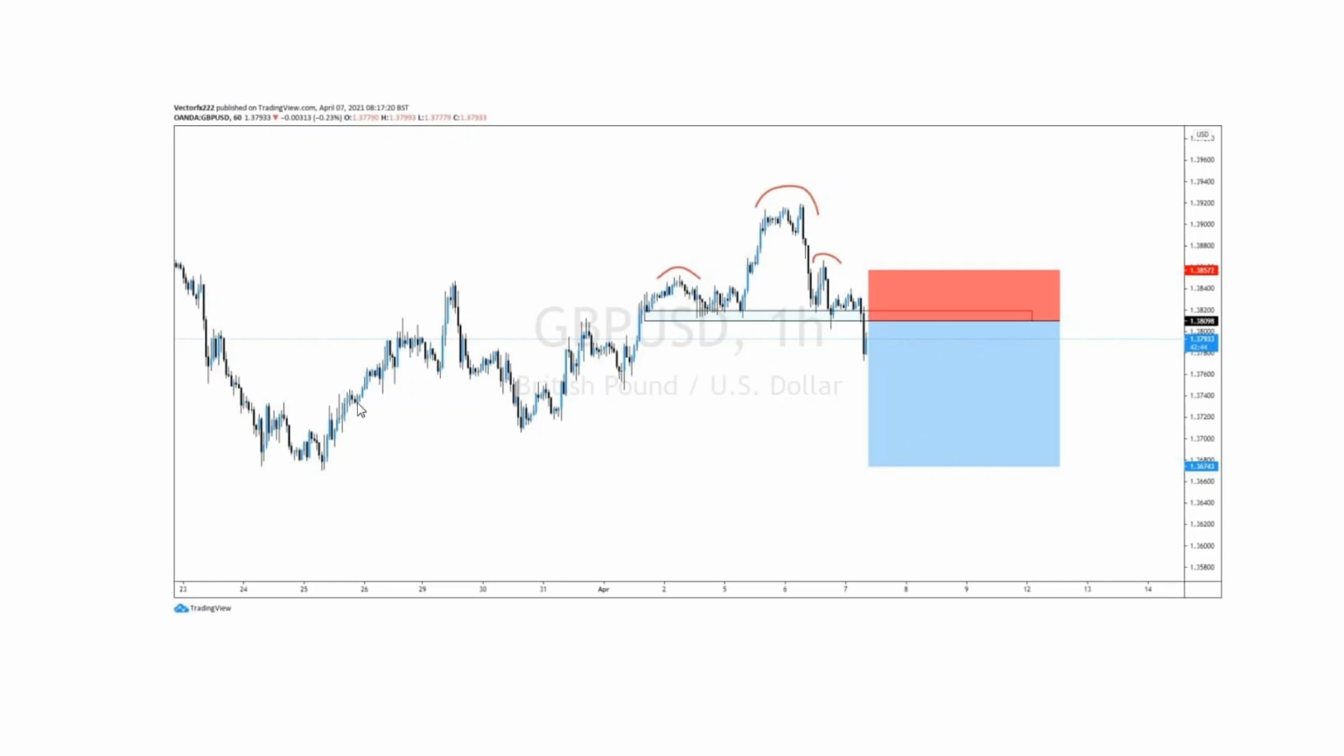What we had for GBPUSD was a classic trade. Classic because we all know heads and shoulders is a classic pattern.